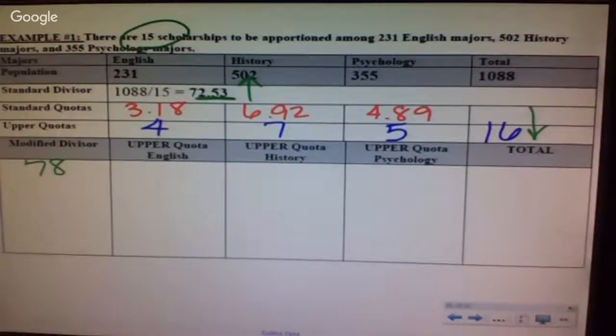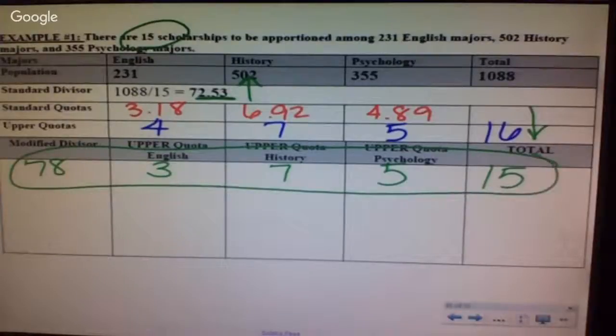Remember, we're doing upper quotas, so I no longer need any type of decimal. I only need the decimals when they're asking for standard quotas. So when I look at these numbers, I've got 2.96, so my upper quota is a 3. When I look at 6.43, my upper quota is a 7. And when I look at 4.55, my upper quota is a 5. That's 15. We're done. So your modified divisor is 78.